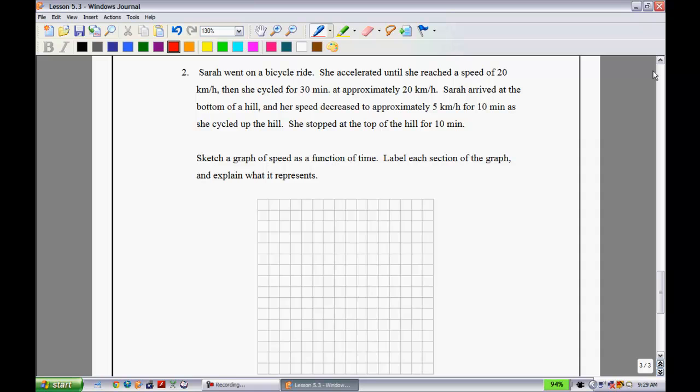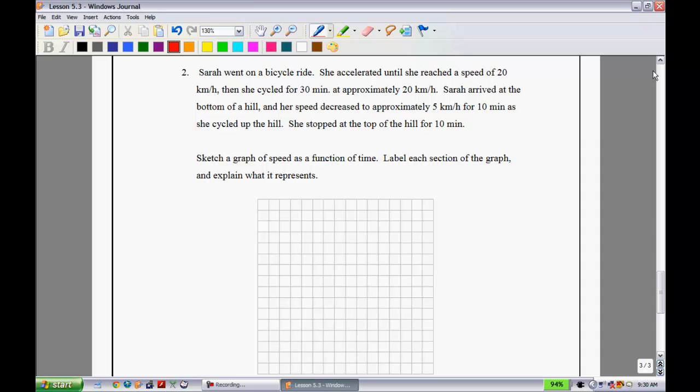All right, example two here says Sarah went on a bicycle ride. She accelerated until she reached a speed of 20 kilometers per hour. Then she cycled for 30 minutes at approximately 20 kilometers per hour. She arrived at the bottom of the hill, and then her speed decreased to approximately 5 kilometers per hour for 10 minutes as she cycled up the hill. She stopped at the top of the hill for 10 minutes.